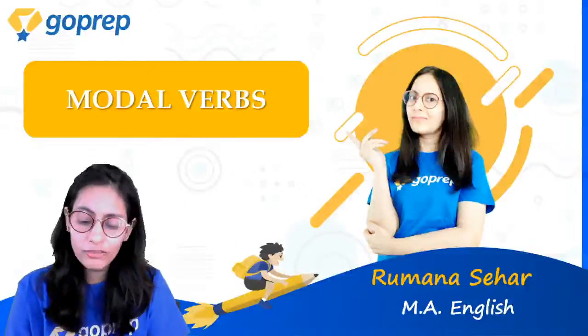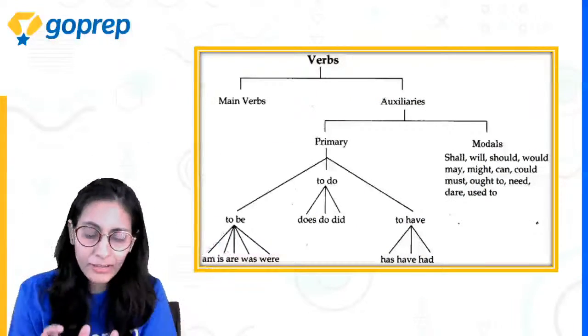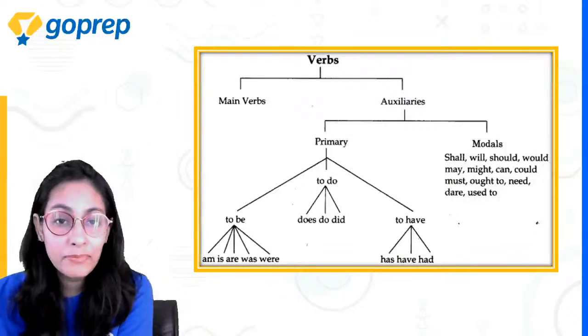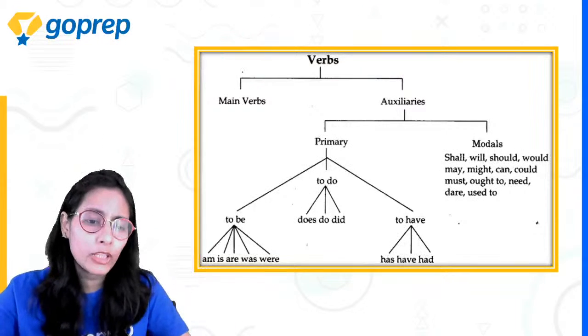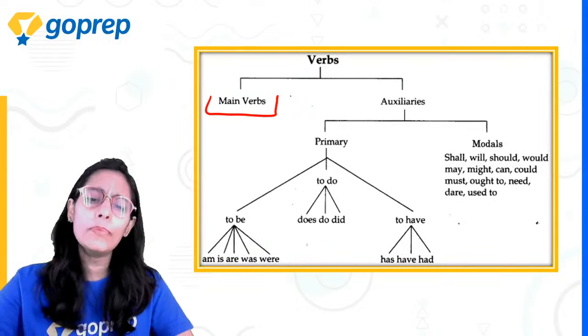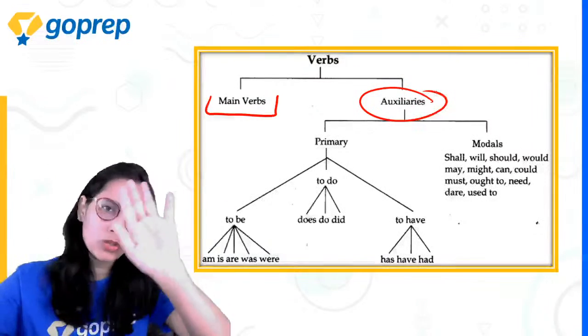Why do we use modal verbs? So, to simplify it, looking at it you may not feel it is simple, but let's simplify it, and let me tell you how many types of verbs there are. You just have main verbs and auxiliary verbs. That is what we have read.